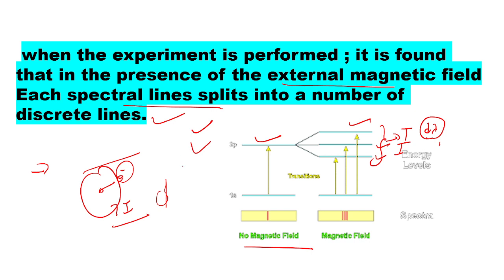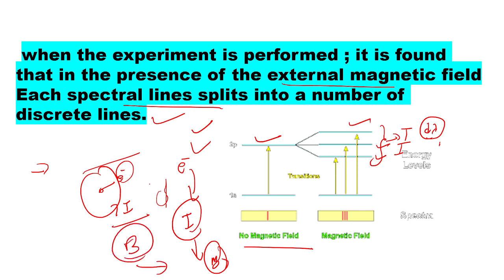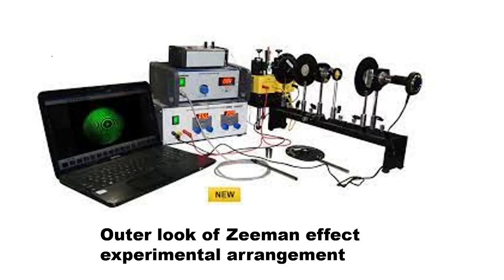The atom has electrons, and when electrons move around the nucleus, they produce current, and that current is related to a magnetic field. There is production of a magnetic field, and when that magnetic field of the atom interacts with the external magnetic field, which is applied from an external source, then there is this change. Then there is splitting of the spectral lines, meaning one spectral line is split into two or more spectral lines. This phenomenon is called the Zeeman effect. So this is the outer look of the Zeeman effect.